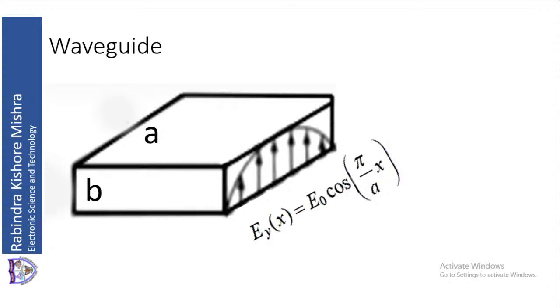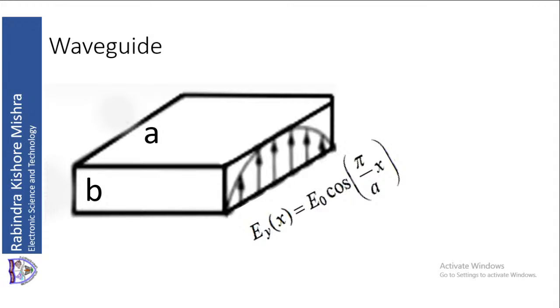Now, when you are at the center, when x is equal to 0, then cos(pi by a into 0) is cos 0, that is maximum. Now look at the field distribution. At the center, the field is maximum. Now come to the end. At the end, we have an electric wall because it is a pure conductor. So both the ends end in a pure conductor, an electric wall. On a pure conductor, the electric field is 0.